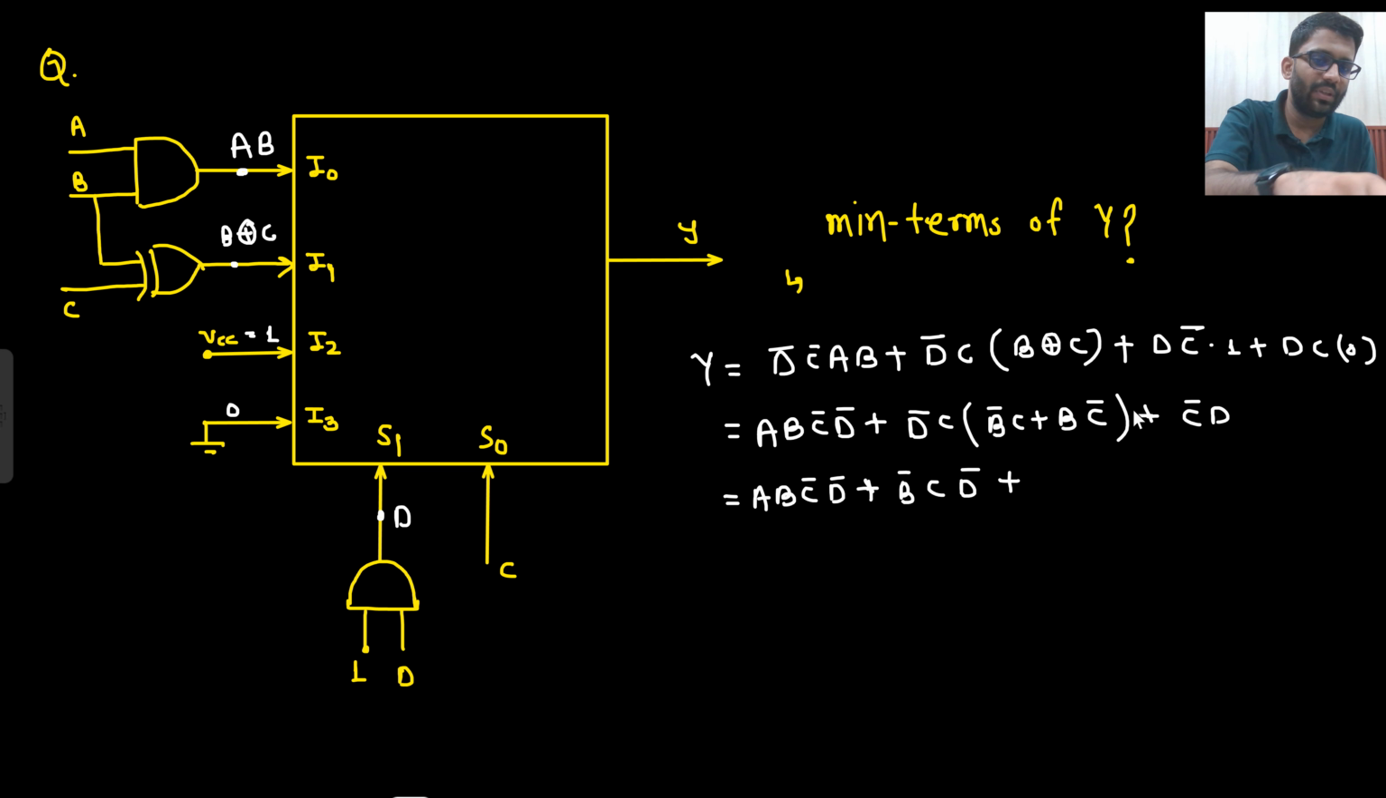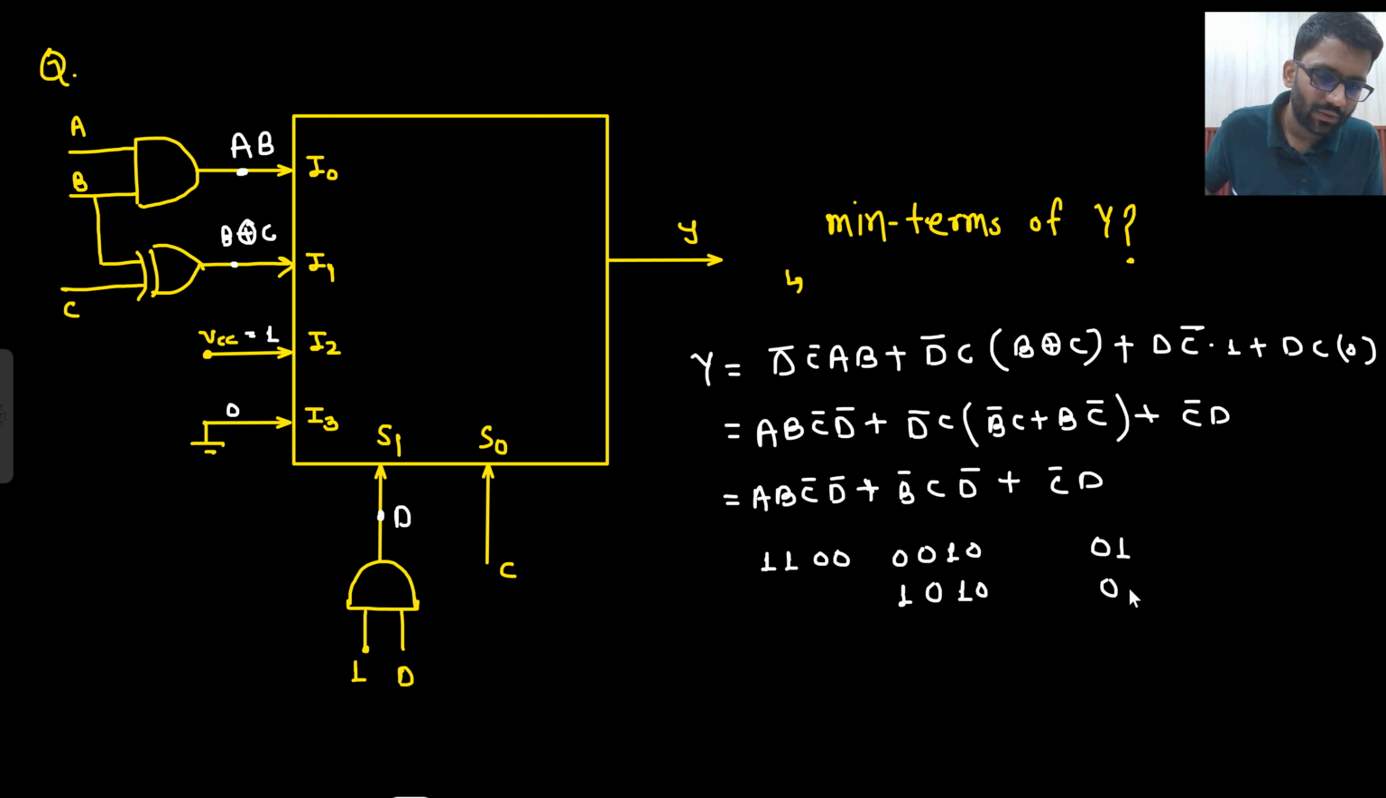D bar C into B C bar, C and C bar will be multiplied. It will become 0, and it would be C bar D. So I need to write them in terms of minterms. 1 1 0 0. What will this have? This is 0 1 0, right? 0 1 0. A can have value 0 as well, A can have the value 1 as well. What about this? This is 0 1. So 0 1 0 1 0 1. AB can have the values 0 0, 0 1, 1 0, 1 1.